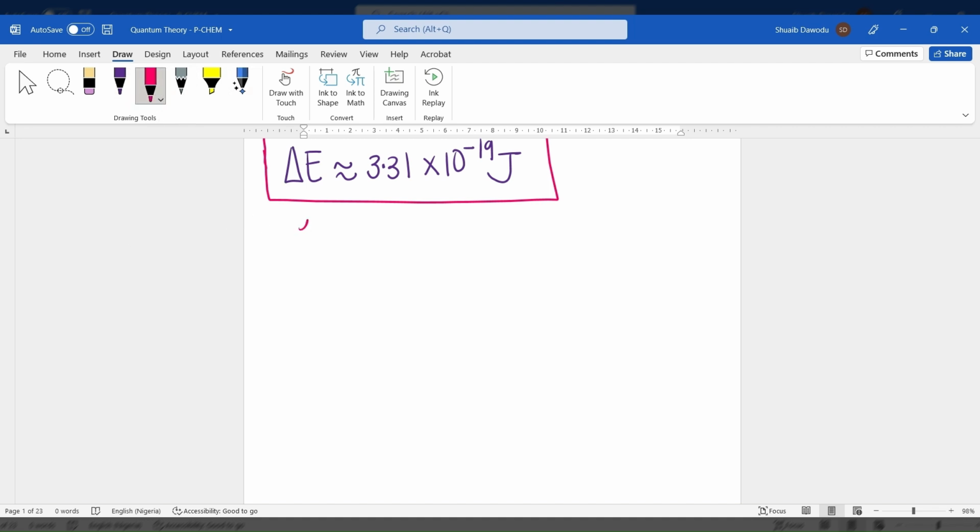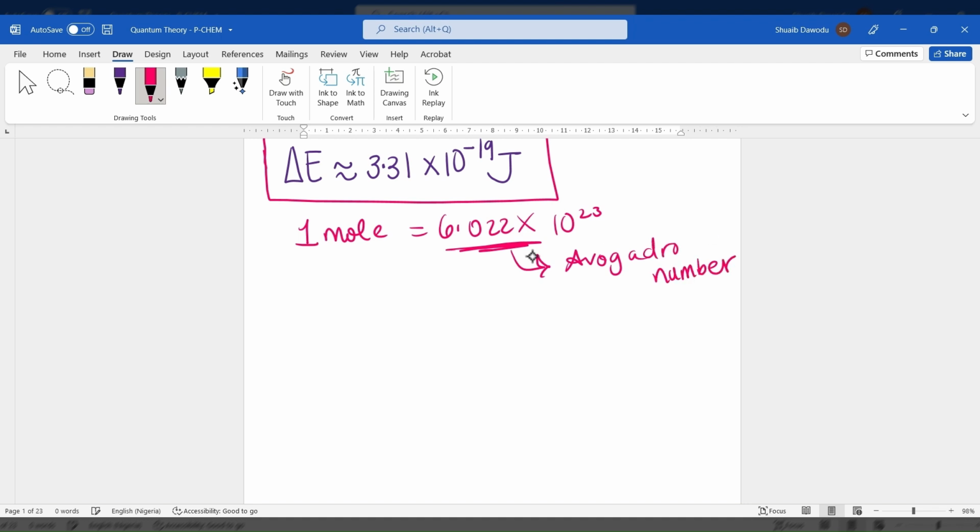Remember, we know that 1 mole of a substance is 6.022 times 10 raised to the power of 23 particles, moles, whatever you want to call it, is the same thing here. This thing here is what we call Avogadro's number. And with that knowledge, we should know that 1 mole of photons is going to just be 6.022 times 10 raised to the power of 23.